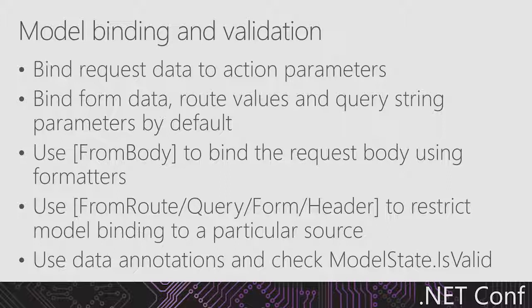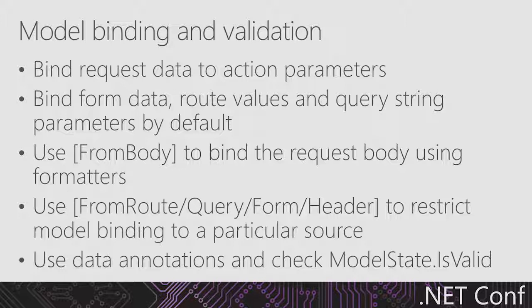By default, the model binding system will bind form data, query string values, and route values to your action parameters based off of their name. So if you have a parameter named ID and you have a route value named ID, that'll bind just because it has the same name. If you have a query string parameter named ID, that will bind if you have a parameter named ID. So that's how that system works by default.